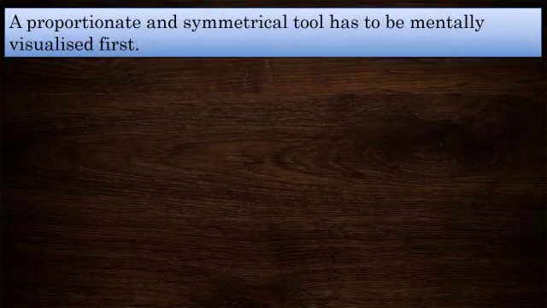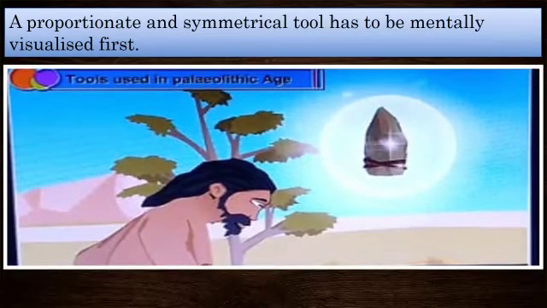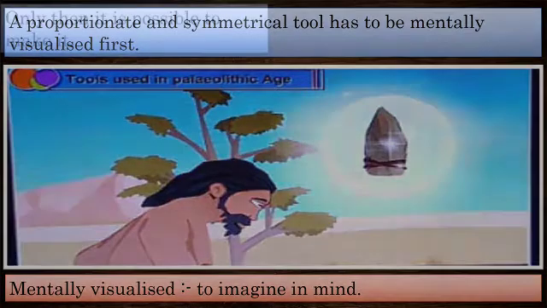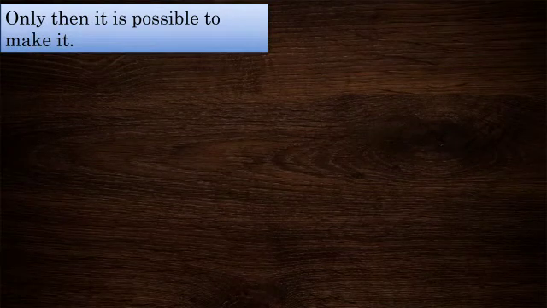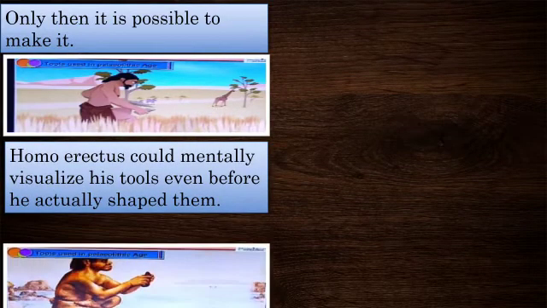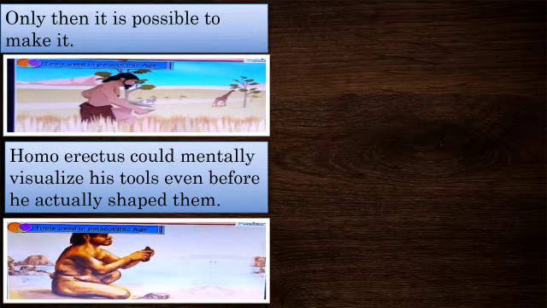So my dear students, to make a proportionate and symmetrical tool, it has to be mentally visualized first. Mentally visualized means we have to imagine in our mind first how we are going to make that tool. So to make a proportionate and symmetrical tool, it was very important to mentally visualize it first, and only then was it possible to make that tool. So Homo erectus could mentally visualize these tools even before he actually shaped them.